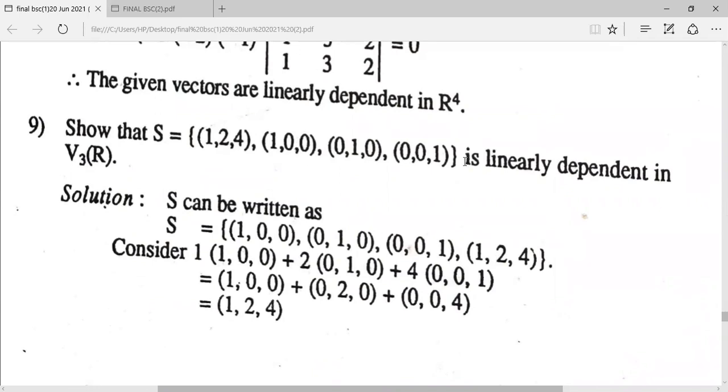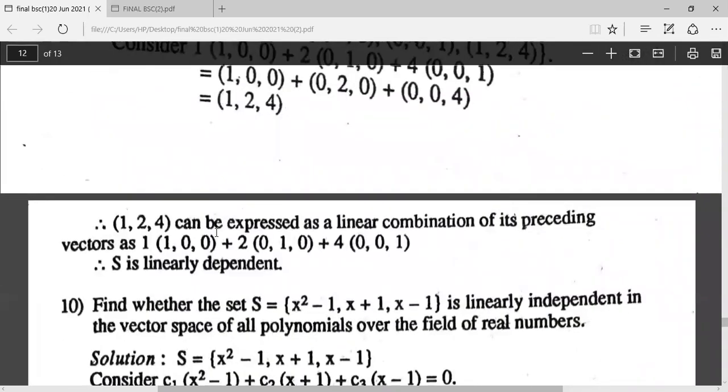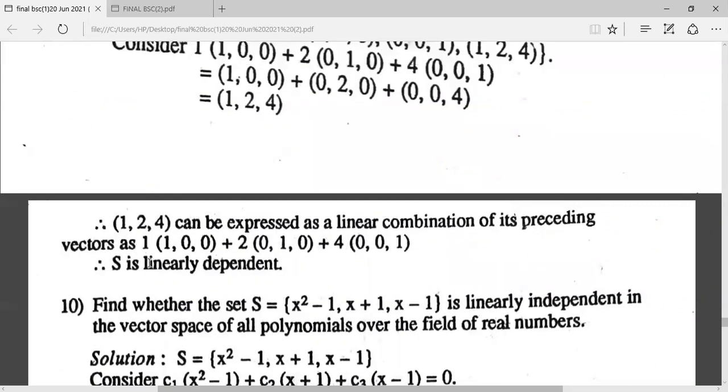Therefore, given set of vectors is linearly dependent according to that theorem. So 1, 2, 4 can be expressed as the linear combination of its preceding vectors. So therefore, S is linearly dependent. So here S is linearly dependent according to that theorem.